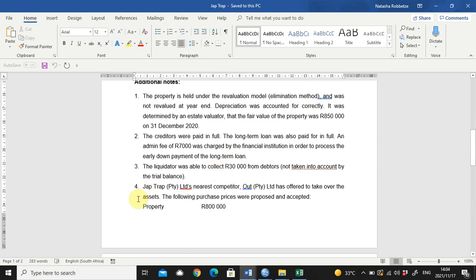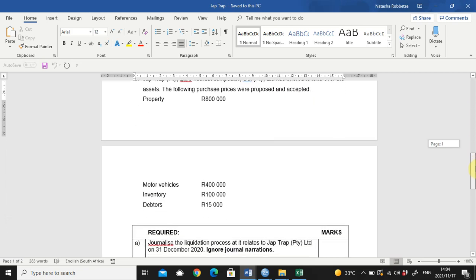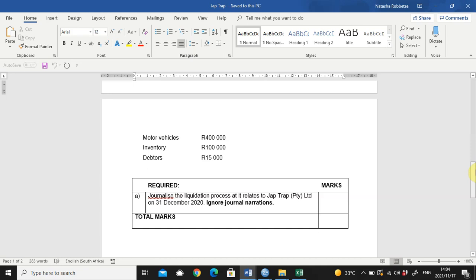Then note number 4 says JT Pty Limited's nearest competitor, Out Pty Limited, has offered to take over the following assets and the following purchase price was proposed and accepted. So for the property they offered 800,000, for the motor vehicles 400,000, for the inventory 100,000 and for the debtors 15,000. In the required part, it says we need to journalize the liquidation process as it relates to JT Pty Limited on the 31st of December 2020. Ignore journal narrations.